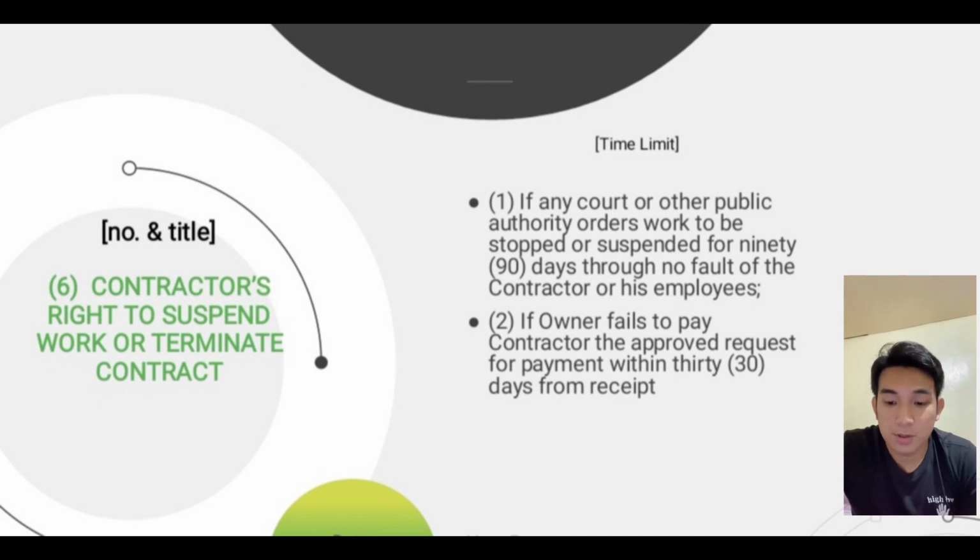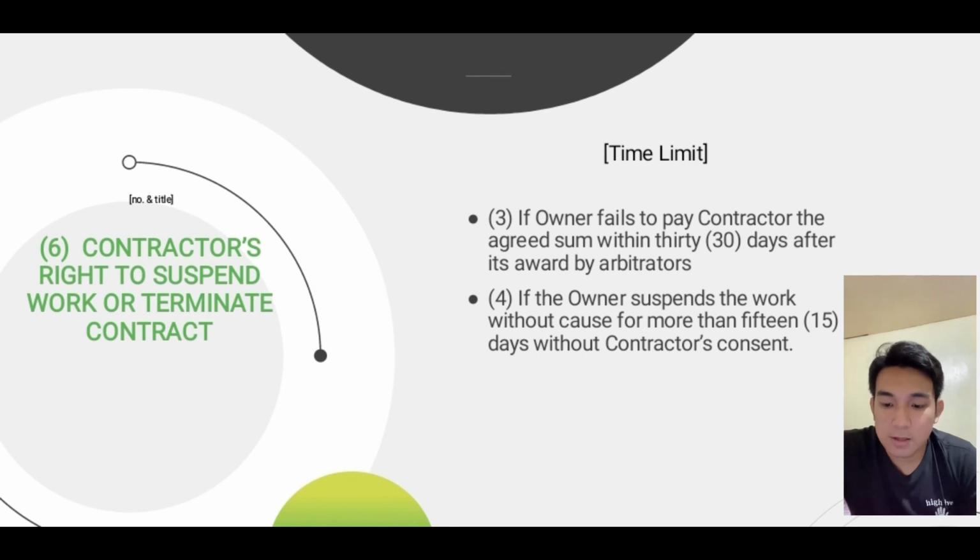Number 2, owner fails to pay contractor for approved requests for payment within 30 days from receipt. Number 3, if owner fails to pay contractor the agreed sum within 30 days after its award by arbitrators. Number 4, if the owner suspends the work without cause for more than 15 days without contractor's consent.